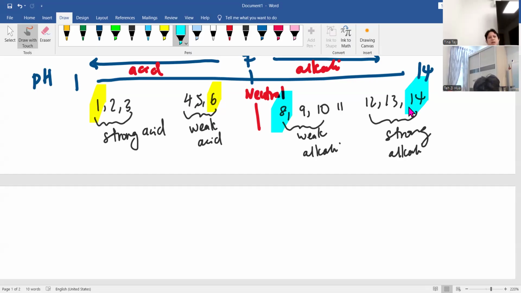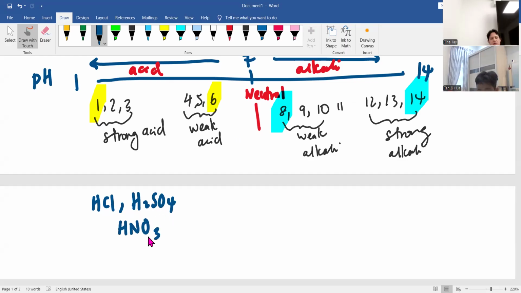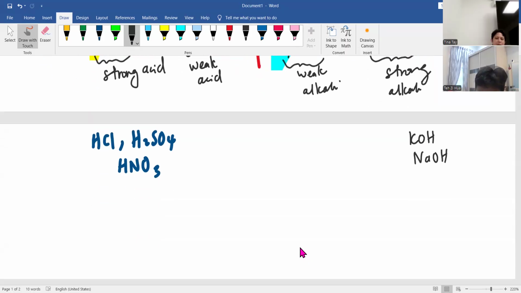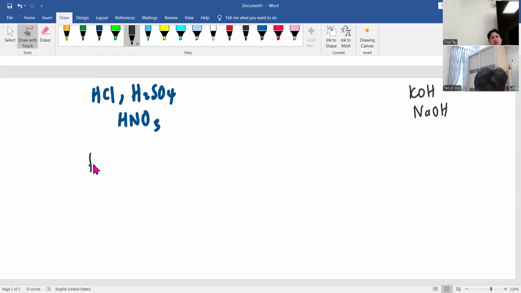So all of the ones that I taught you just now, the sulfuric acid and hydrochloric acid, they are all strong acids. And just now all the group 1 metals, they are all strong alkali. That means they are very, very corrosive. So what happens is like this.